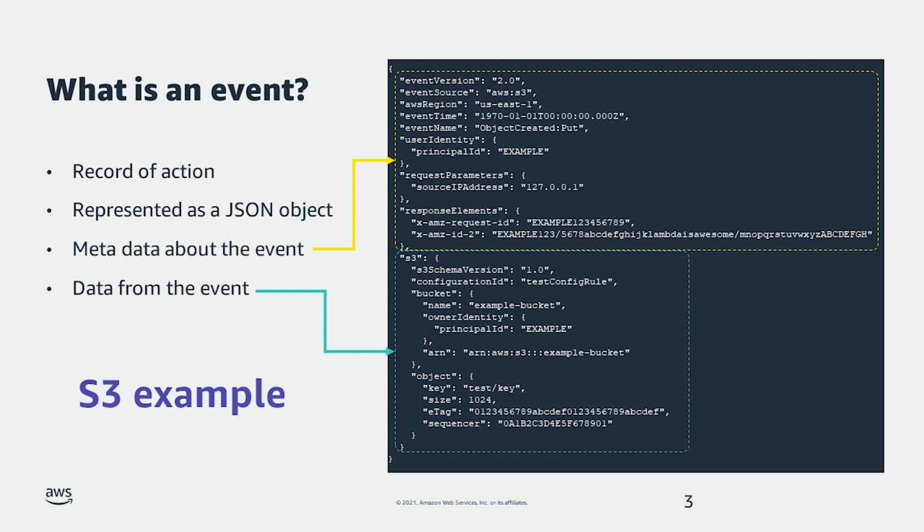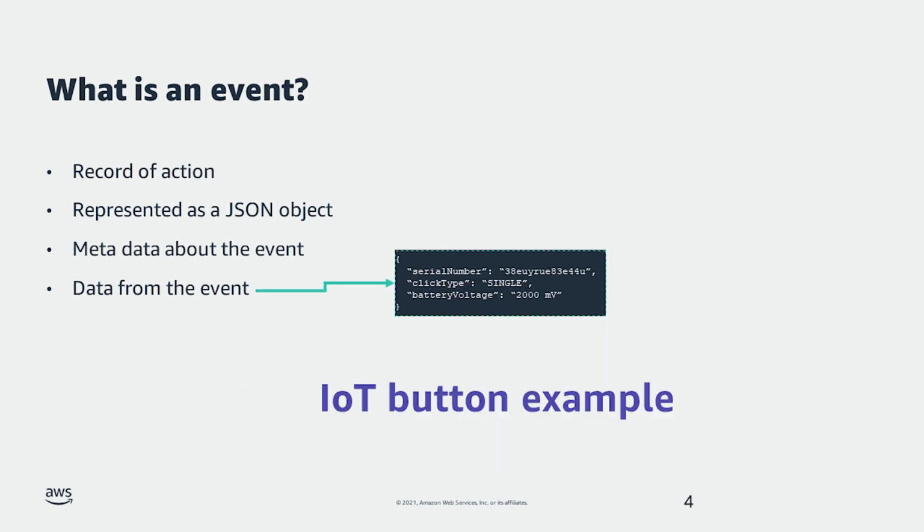Another example would be someone pushing an IoT button. The event will contain information like when the button was clicked, the type of click, single, double, or long click, and maybe the location of the button. Events can come from many different sources and can look very different from each other.